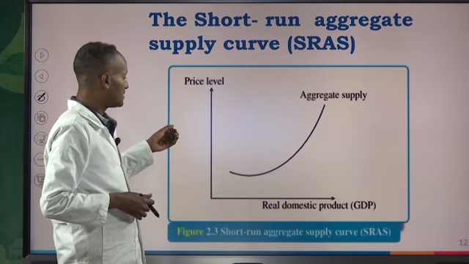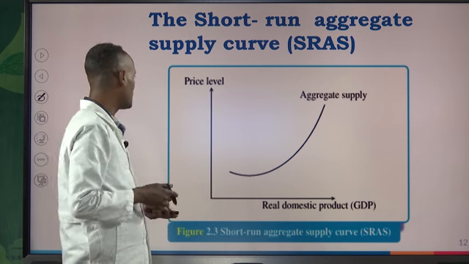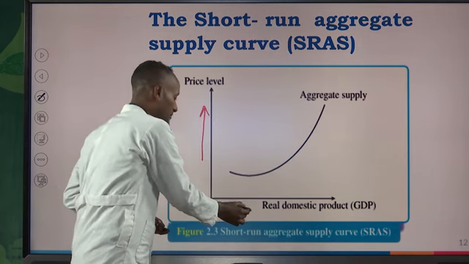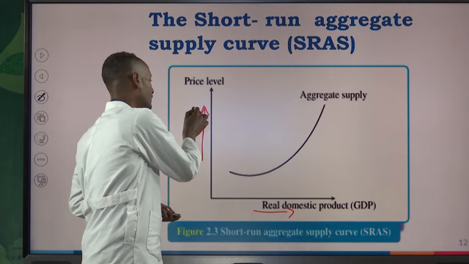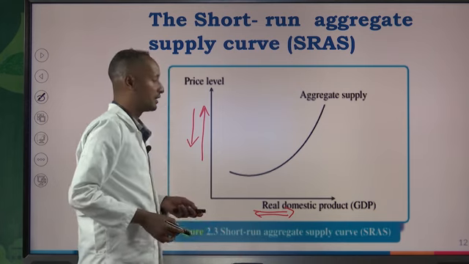Here is the general price level and the real domestic product, or the real GDP quantity supplied. So with the rise in the general price level, the real GDP quantity supplied will also increase, and with the fall in the price level, the real GDP quantity supplied will decline.